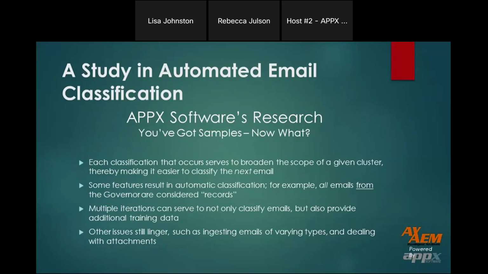Now, in addition to comparing emails to determine whether they are like another email that happens to be a record, there are also going to be some features that will allow us to do automated classification. In other words, if you see something for the governor, let's say we've decided up front that everything from or to the governor is considered a record, then those types of features can be added to the system to say with certainty that if it's from the governor or to the governor, then it's a record. Or perhaps if a certain keyword is mentioned, then it's automatically considered a record.